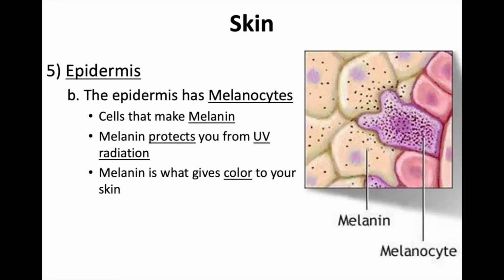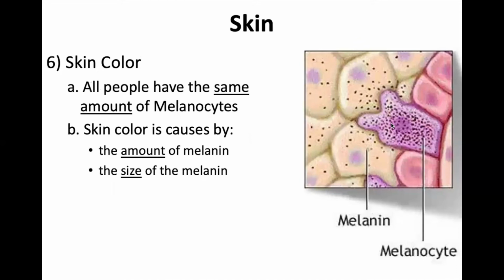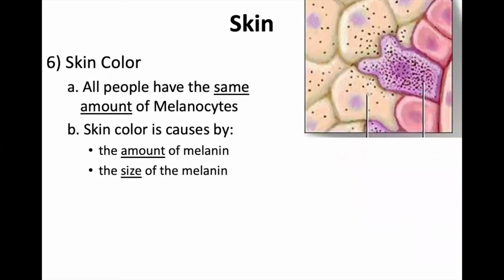And no, if you have darker skin tones, you do not have more melanocytes. Right? All people have roughly the same amount. Whether you are the darkest person in the room or the lightest person in the room, we all have about the same amount of these cells. So why would one person be darker and one person be lighter? It has to do with how hard these cells are working.